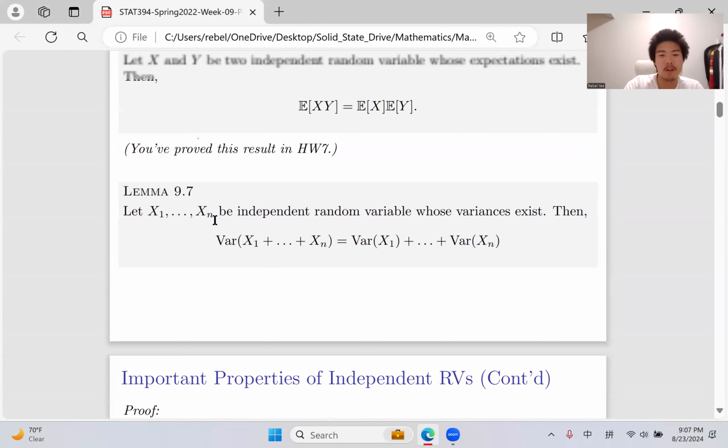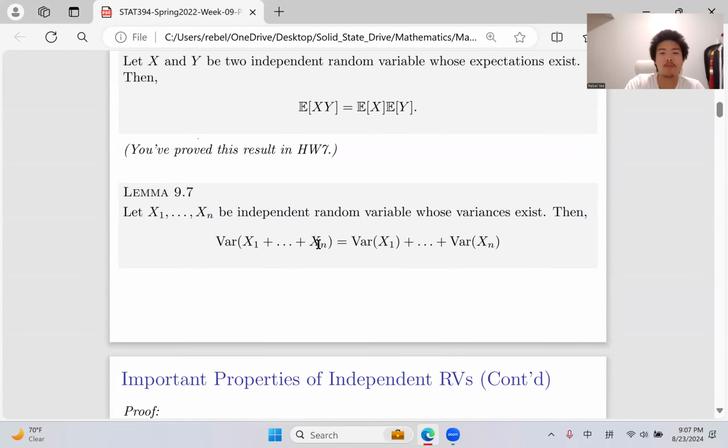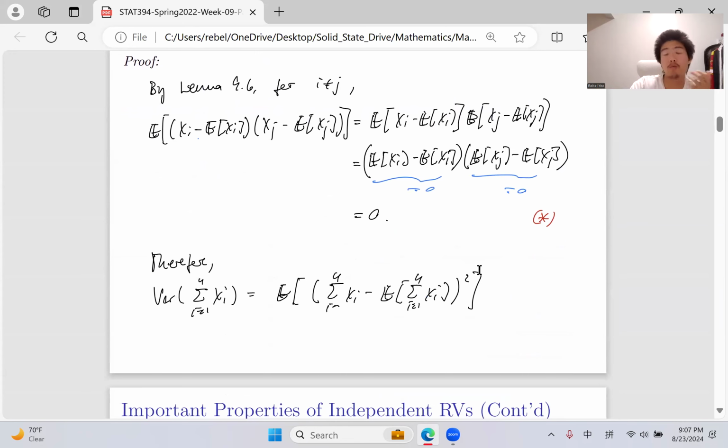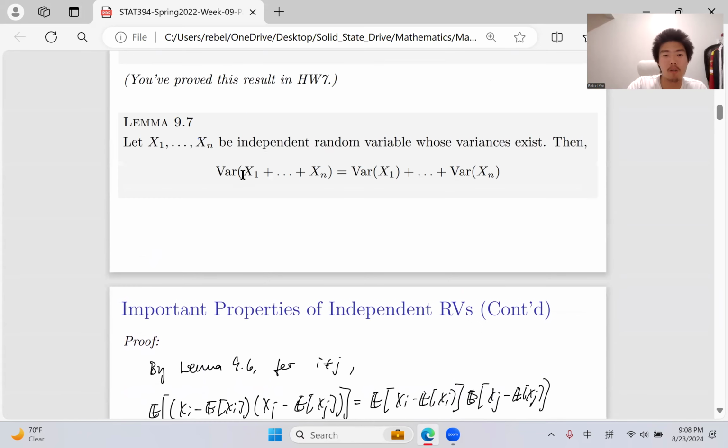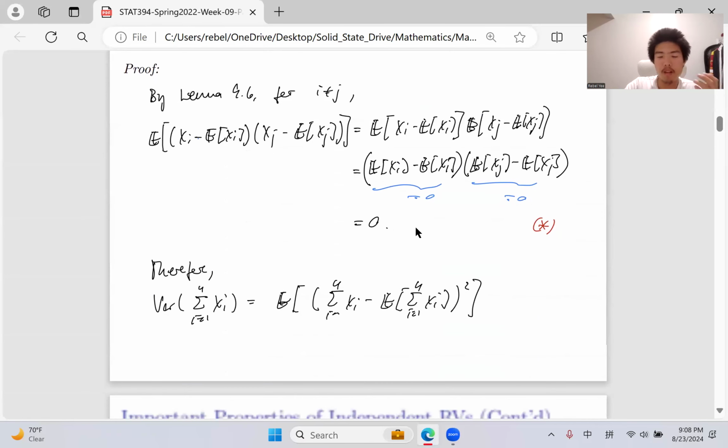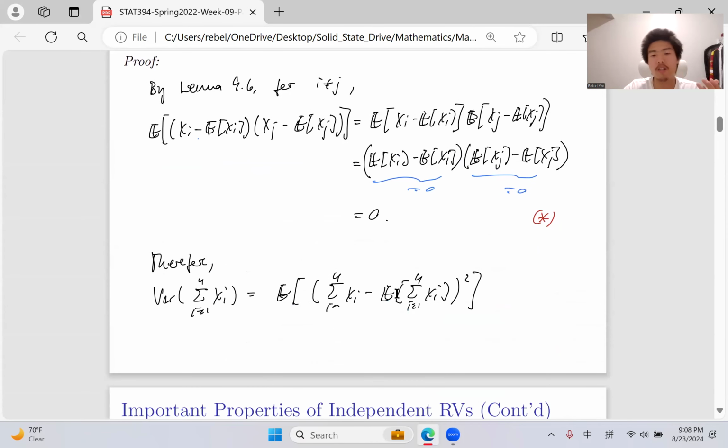So first we're going to prove this one. What we are using is Lemma 9.6 to prove 9.7. The first step is using the definition of the variance. So the variance can be written in this form, which is the square of a new random variable, the summation of many independent random variables minus its expectation.